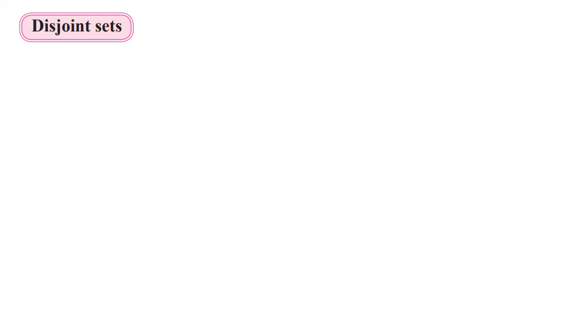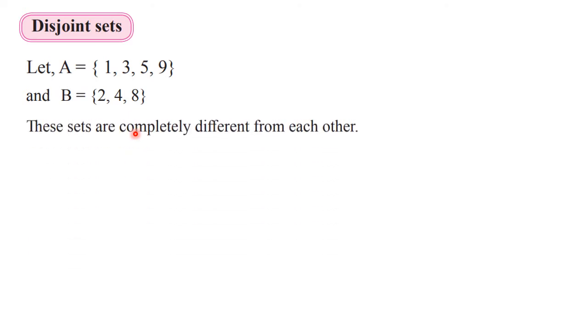From this, we can understand the concept of disjoint sets. As the name suggests, these two sets don't have anything in common. They contain totally different elements. Like you can see here, A contains elements 1, 3, 5 and 9 and B contains elements 2, 4 and 8. No element is common here. So such sets are called disjoint sets.